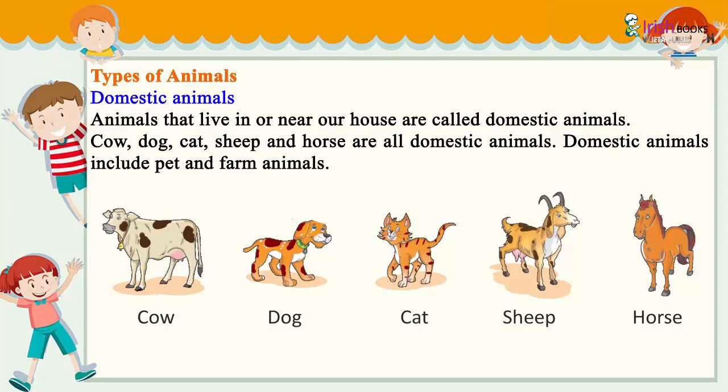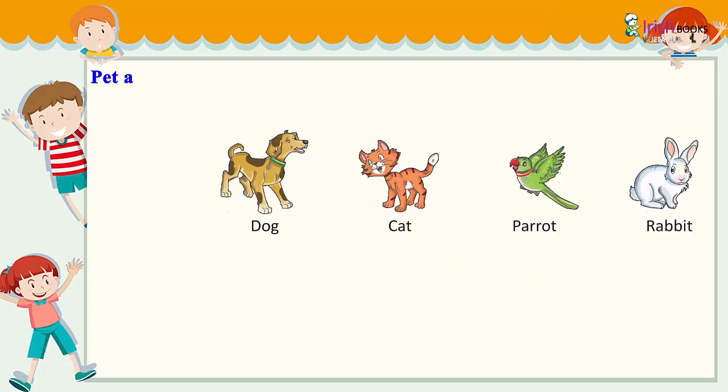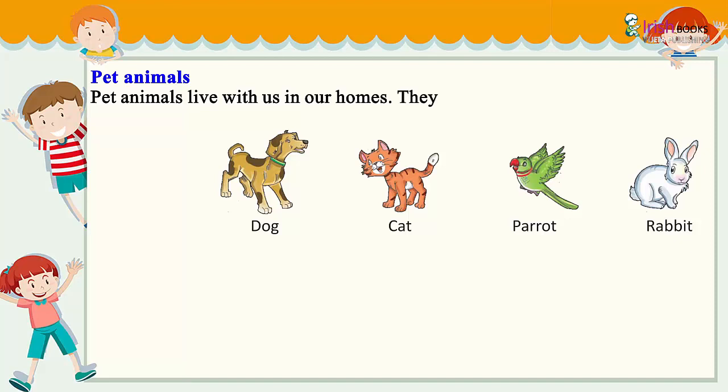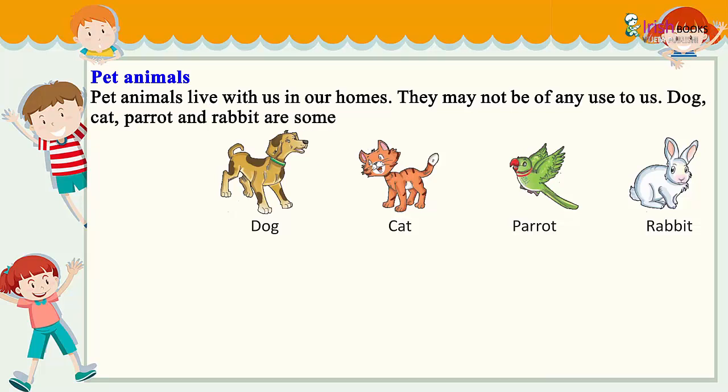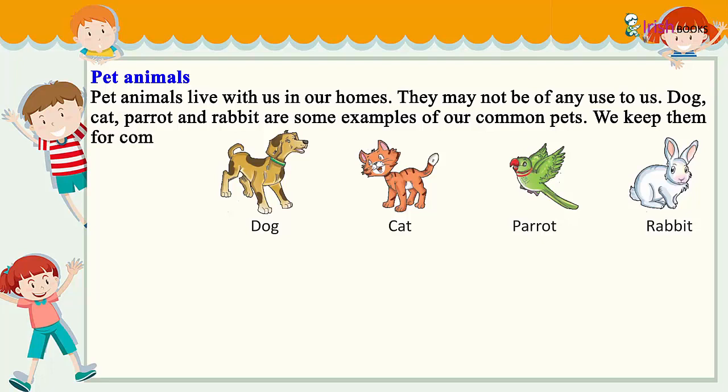Cow, dog, cat, sheep, horse. Pet animals. Pet animals live with us in our homes. They may not be of any use to us. Dog, cat, parrot, and rabbit are some examples of our common pets. We keep them for company. Dog, cat, parrot, rabbit.